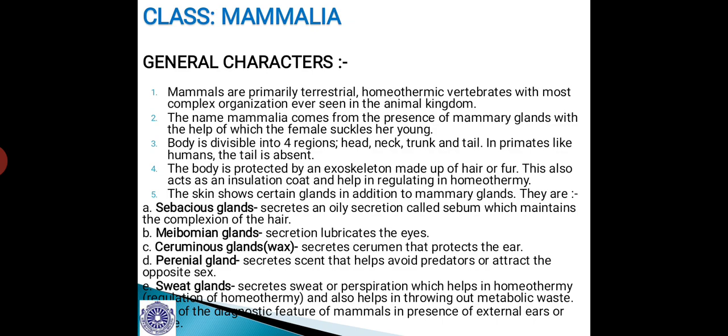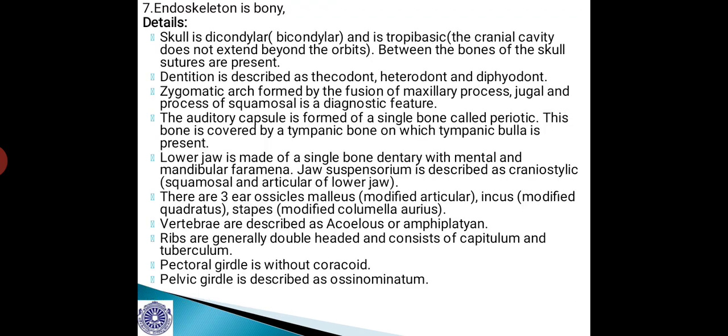And one of the diagnostic features of mammals is the presence of external ears or the pinnae. You know, we all have this pinnae or the external ears. That is one of the striking features of mammals. Coming to the next character, the endoskeleton is bony. And the details of bones of the endoskeleton are as follows.